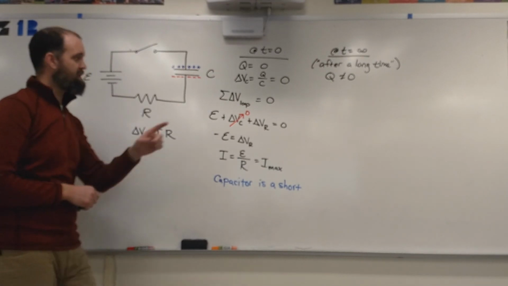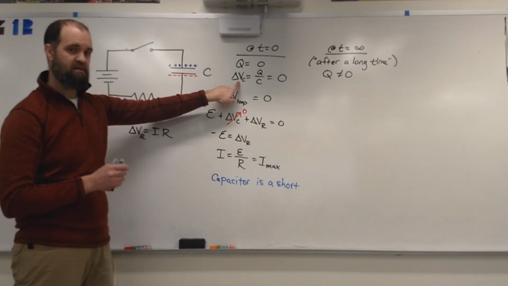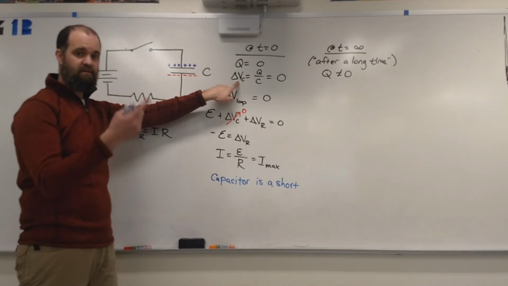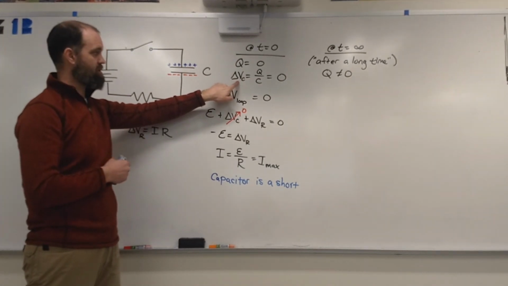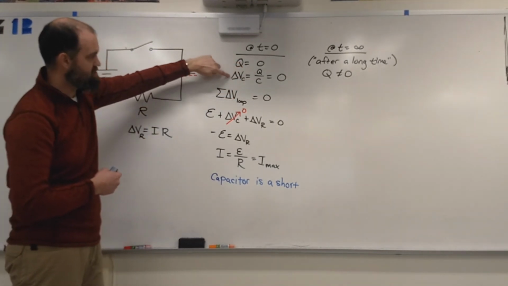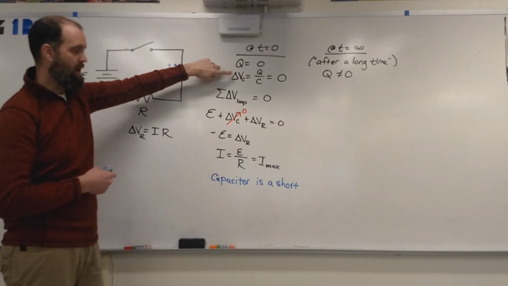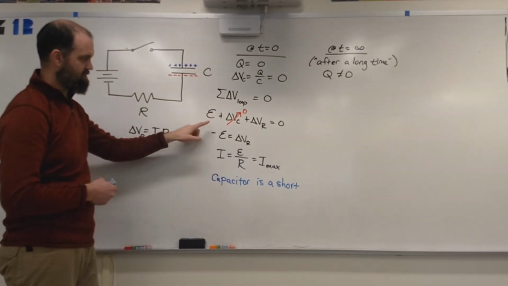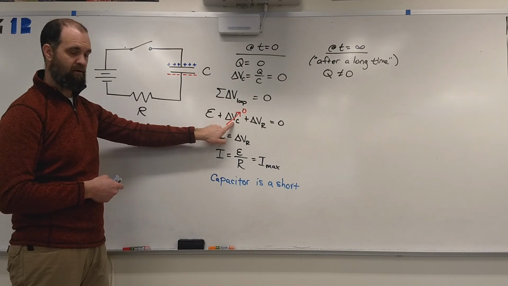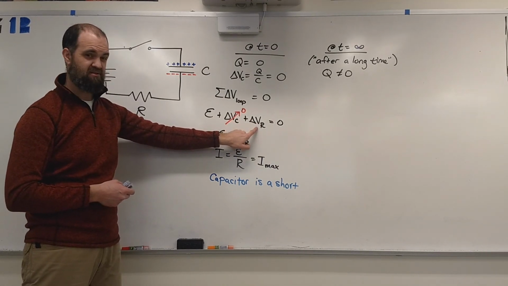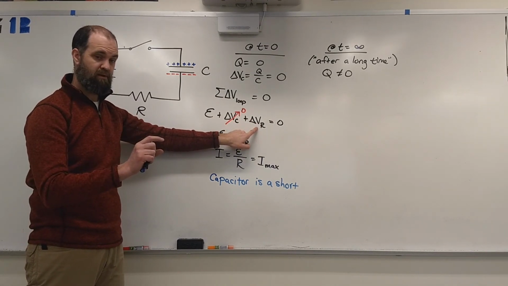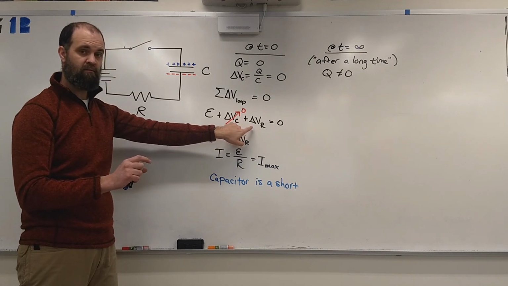But think about what's happening to the potential difference across the capacitor as the current flows, as we build up more charge. As Q gets bigger, so does the potential difference. And according to this relationship down here, if this potential difference starts getting bigger, the potential difference across the resistor starts getting smaller because they have to be shared.